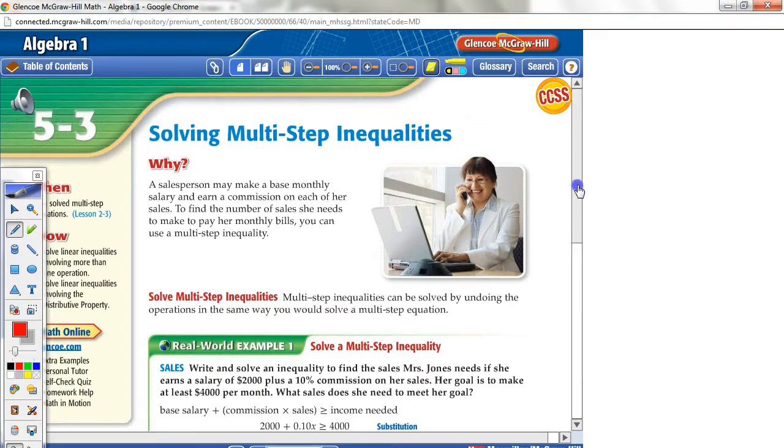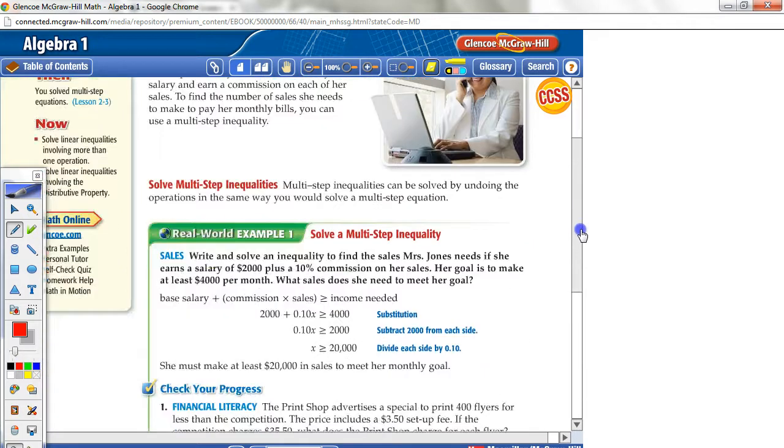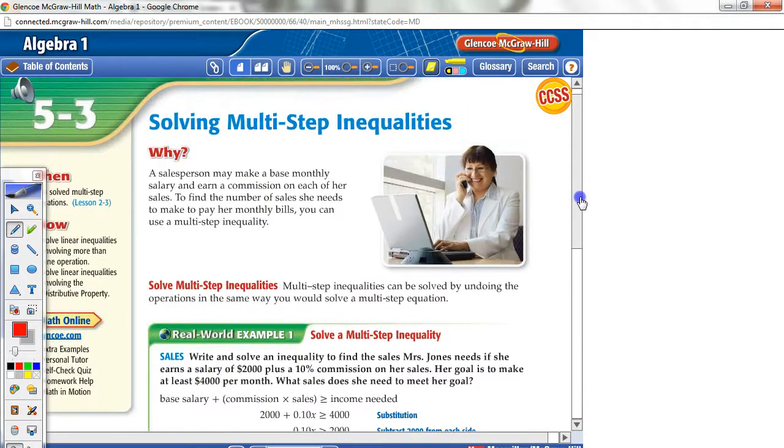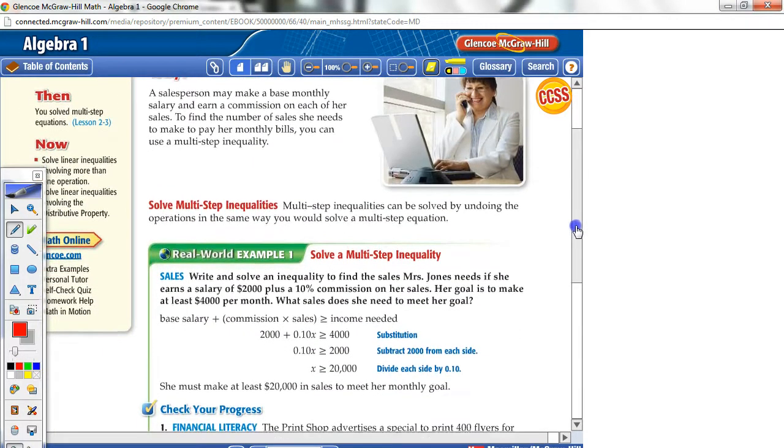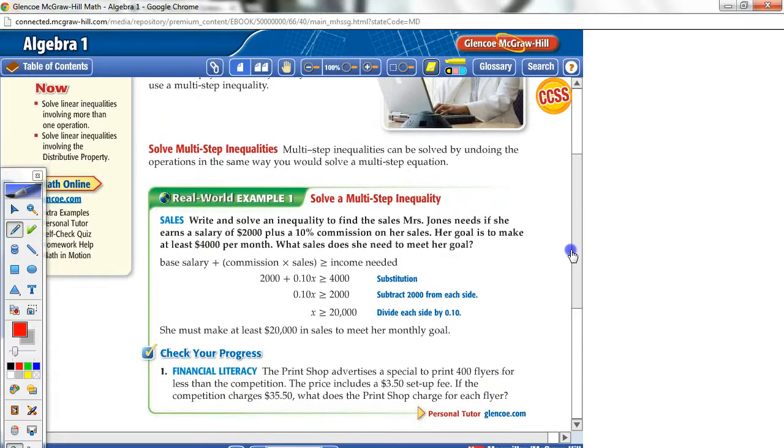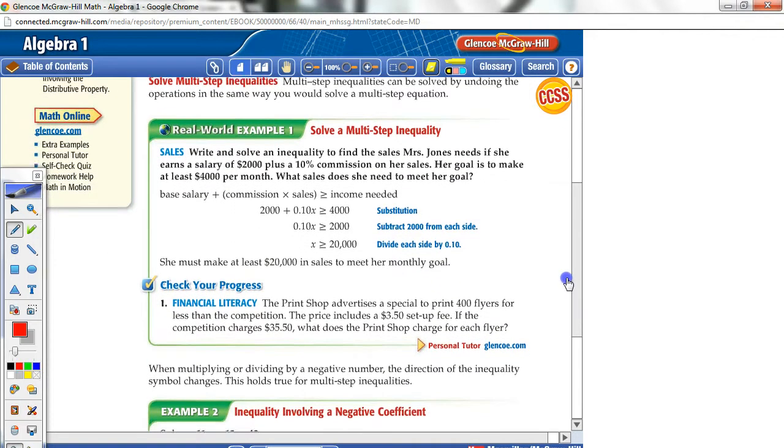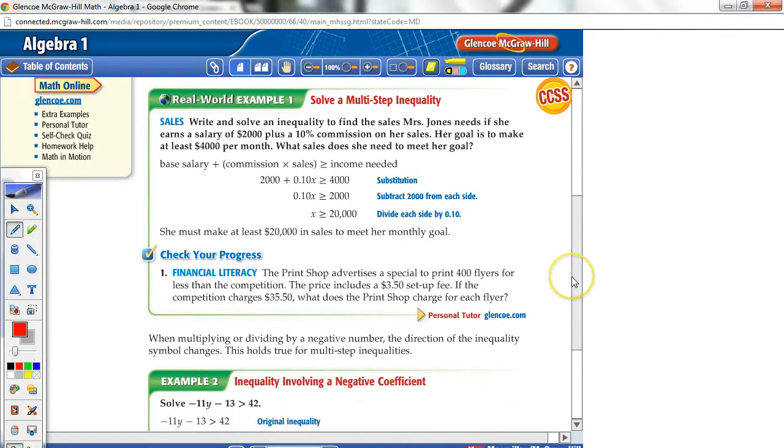This is section 3, part of chapter 5, solving multi-step inequalities. Okay, so far in section 1 and 2, we've been solving inequalities by adding or subtracting and multiplying and dividing. The real difference between solving equations and inequalities is that when you multiply or divide by a negative number, you reverse the sign, you just flip it the other way.